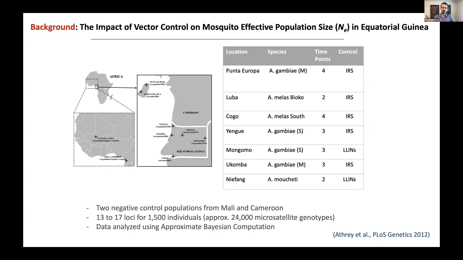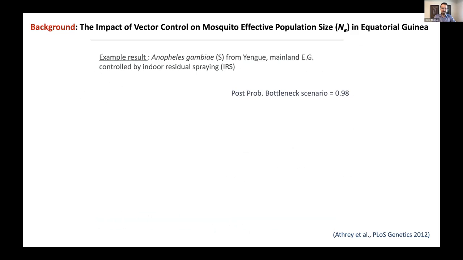And really what we wanted to ask in this particular study was, what impact did the start of organized vector control have on the effective population size or the genetic size of these mosquito populations? And I'm going to just show you one result as an example. So this is from a village in Yenge on the mainland of Equatorial Guinea. And here we found that the bottleneck scenario, in which there was a sharp reduction in population size, had the highest probability, with 98% posterior probability.